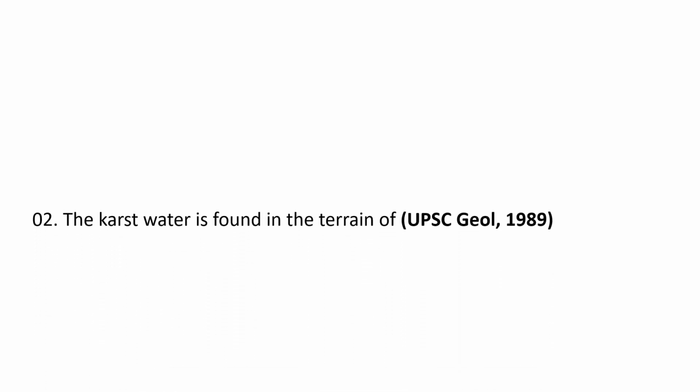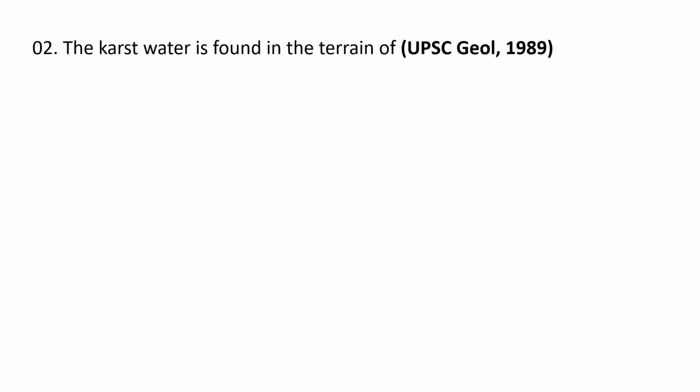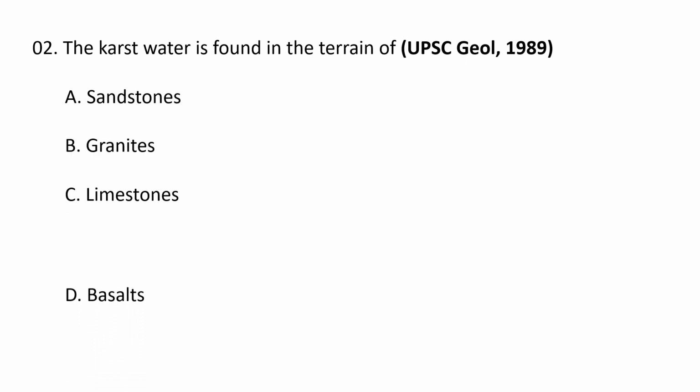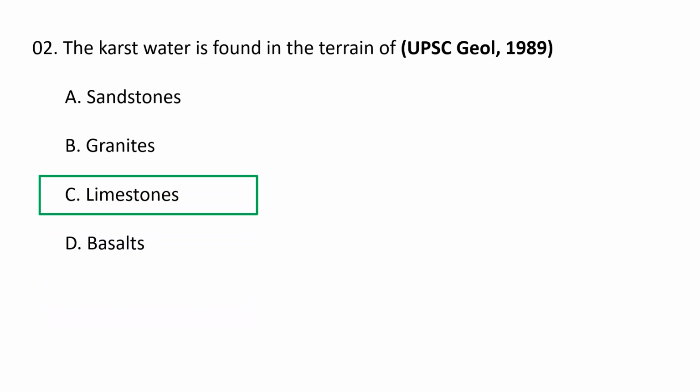Next question. The karst water is found in the terrain of. Generally karst water means it is found in the limestone terrain. So choices are A. Sandstone, B. Granite, C. Limestone and D. Basalt. So obviously C. Limestone is the correct answer.